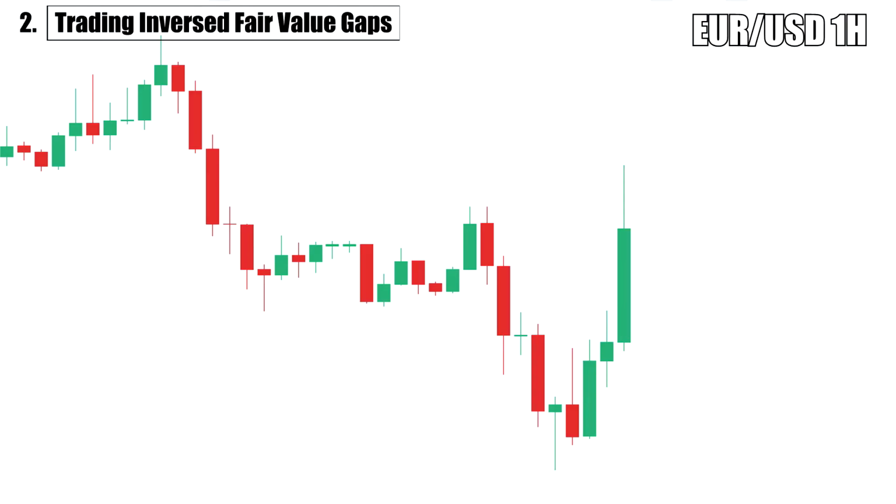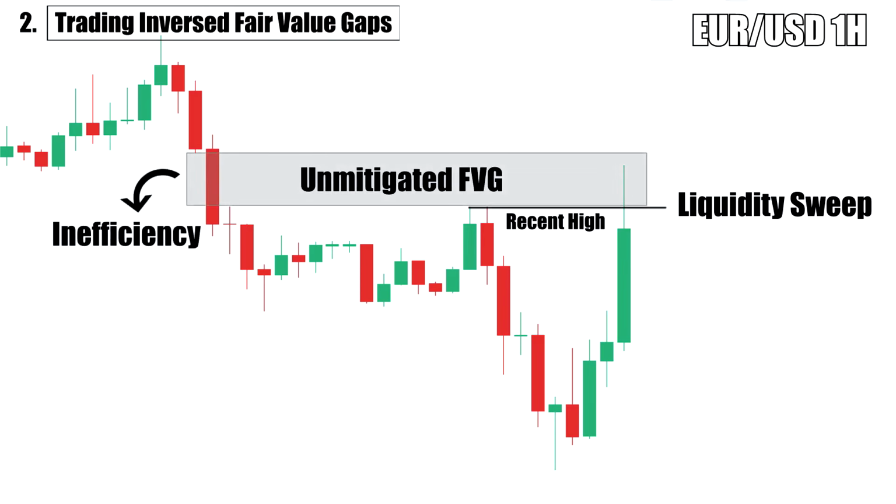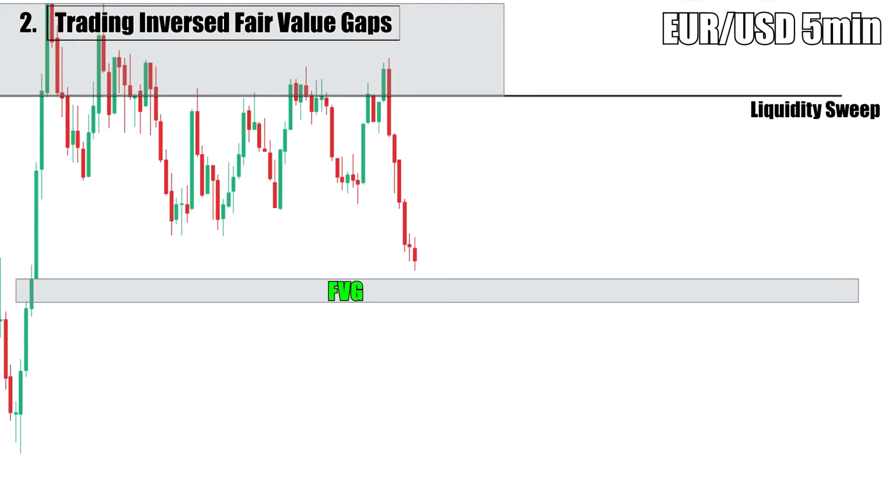Here we have the 1-hour chart on Euro-USD, where the overall market structure is clearly bearish. Price first sweeps buy-side liquidity just above a recent structural high and then fills an inefficiency. Almost immediately, price reverses sharply, signaling a shift in momentum and setting the stage for a potential drive towards sell-side targets. Next, I drop down to the 5-minute time frame to fine-tune the entry.